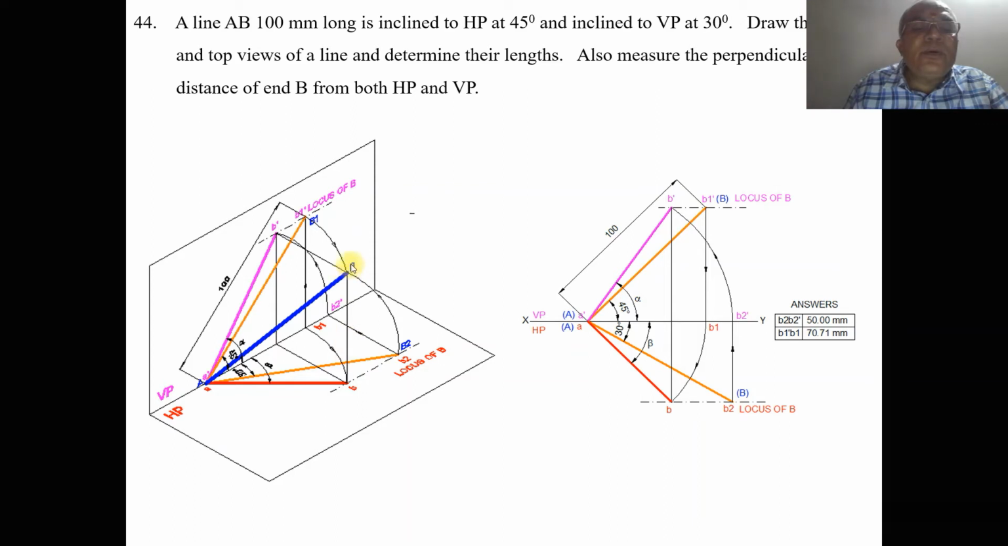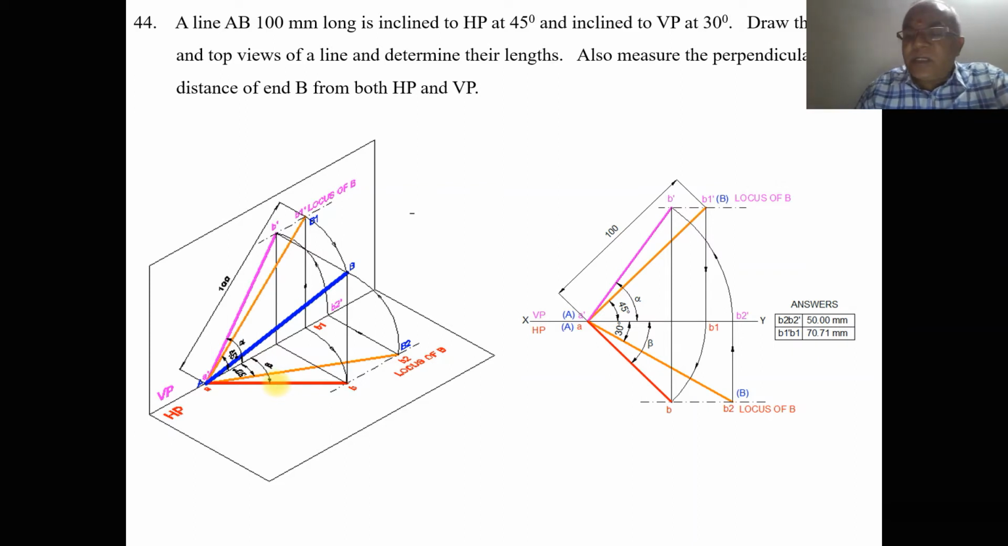So this point is going to be capital B in space. So as we rotate, the image will also get rotated from B1 to the locus of B here. Once you get this point B, then join A to B with a dark line. So that we get the top view. Since it is the inclination with respect to VP, you will get beta, the apparent inclination.